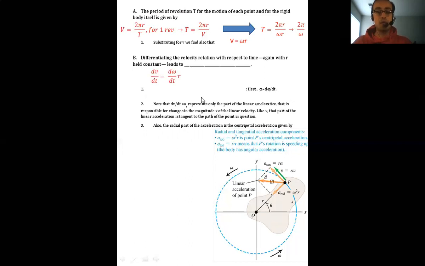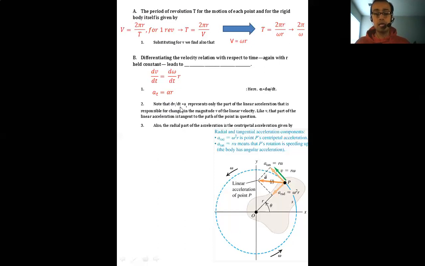All right. If we differentiate our velocity function, dv/dt equals d omega/dt times r, again holding the radius fixed. Again, radius is not going to be a function of anything else that's going on here. We find that the linear acceleration, or sorry, not the linear acceleration, the tangential acceleration. I caught myself there, and I'll explain why it's very important I caught myself there. The tangential acceleration is going to equal the angular acceleration times the radius.